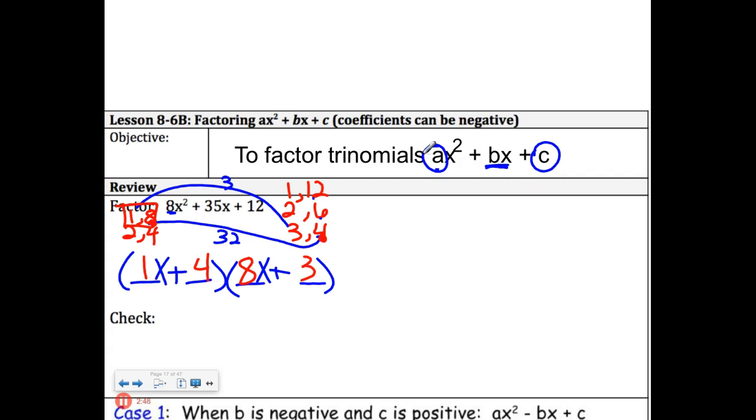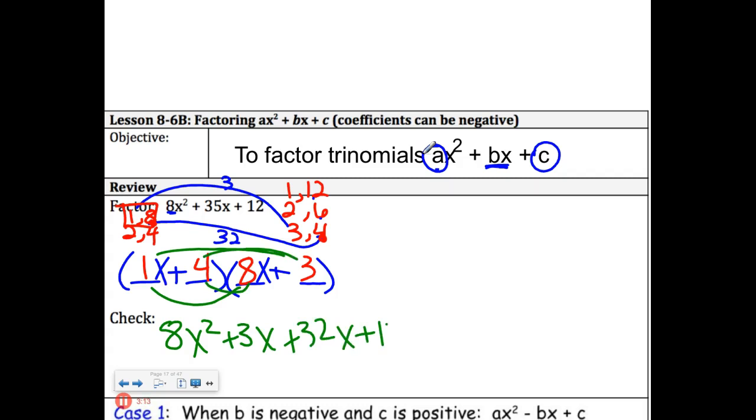We now are going to FOIL, so we're going to do our first, outside, inside, last. And reminder, as I said, it's super important that we're actually checking, because our answers are going to be more intense than they were last week. So I'm multiplying it here, I'm going to have 8x squared. Multiplying it here, I'm getting positive 3x. Multiplying it here, I'm getting 32x. And multiplying it here, we're getting 12. I see my front and my back terms are what we wanted, and when I add up these, I'm getting 35x. So this was a good factor that we did. Okay? So that's what we did yesterday.